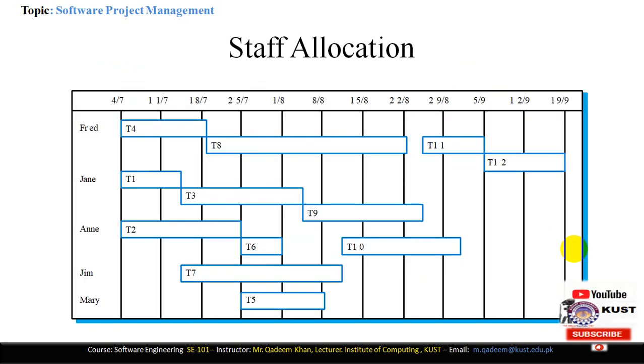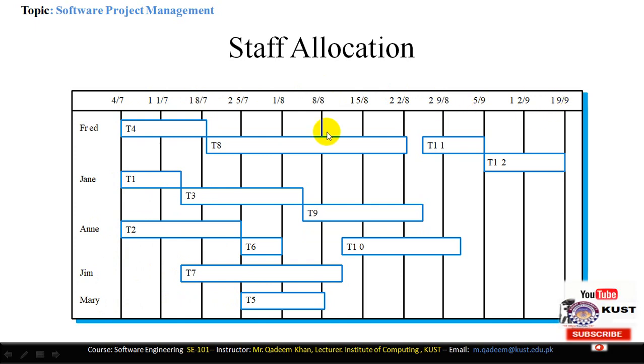This is the staff allocation chart. Basically, we allocate people to this particular staff. For example, Fred, Jane, Annie, Jim and Mary are five different people, and Fred is responsible for T4, Jim is responsible for T1, Annie is responsible for T2, and similarly, Jim is responsible for T7, and Mary is responsible for T5.